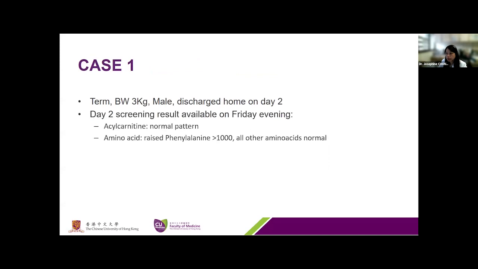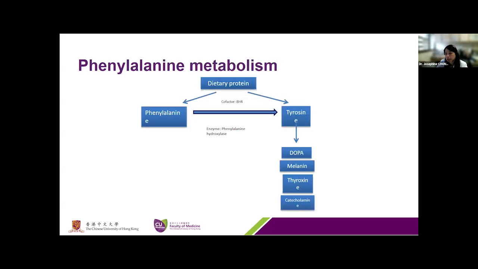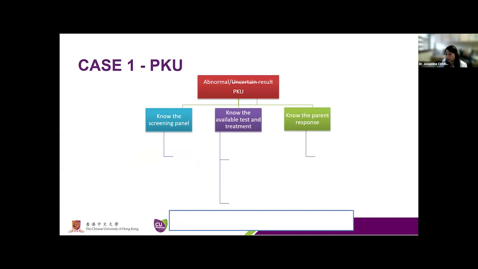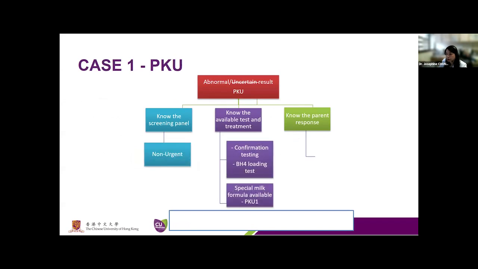So this is one of the cases, where a patient presented with elevated phenylalanine. With suspected PKU in mind, PKU involves the PAH gene, which encodes the enzyme phenylalanine hydroxylase that may not function well. So the cofactor BH4 may also help in this case. While calling back the patient, we have to check the availability of the BH4 loading test and also confirmatory testing. And we have to know that this condition is not that urgent, so you may not need to call the patient that night.